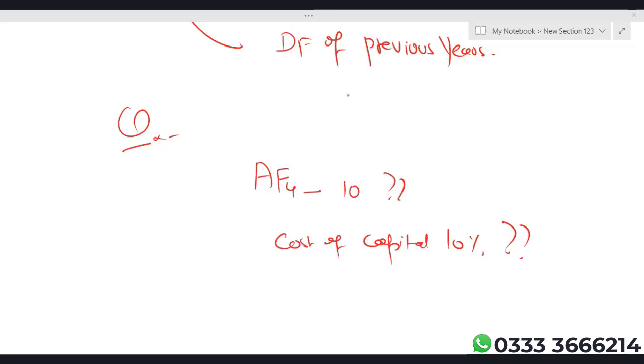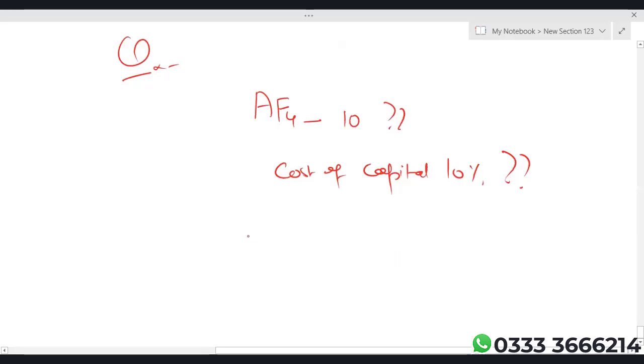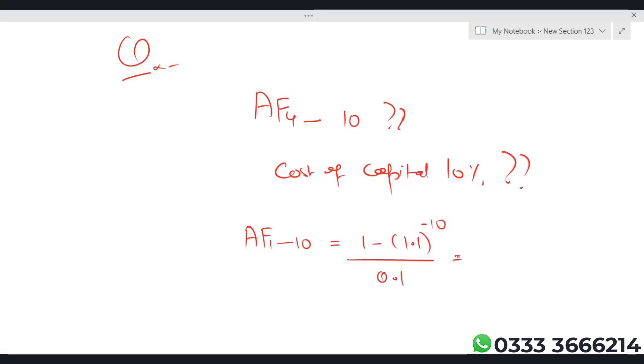Okay, let's see how we calculate. Let me show you. Annuity factor from 1 till 10: 1 minus 1.1 to the power minus 10, divided by 0.1. First, we'll calculate the annuity factor for the 10 years. Let's see what the answer is. Students, I'm getting 6.144, make it 6.1445 also.